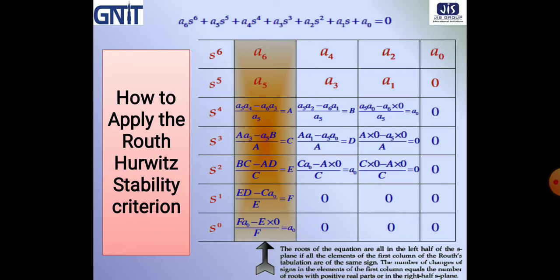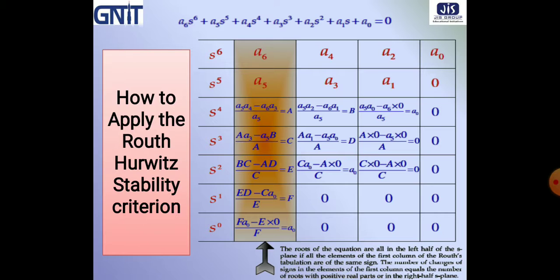will be unstable. So here is the conclusion: the roots of the equation are all in the left half of the S plane, that means the system will be stable, if all the elements of the first column of the Routh tabulation are of the same sign. Now here we can say whether the system is stable or unstable. If there is a sign change, we can say the system is unstable. Now if the system is unstable, that means there are some poles in the right half of the S plane.